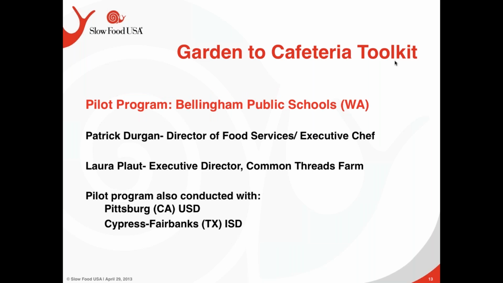So the toolkit was finished about a year ago from today. And then we launched the pilot program, and we selected 3 school districts: Bellingham Public School District in Bellingham, Washington, Pittsburgh Unified School District in Pittsburgh, California, and Cypress Fairbanks Independent School District in Houston, Texas. Today, I want to talk about the Bellingham pilot program because they were the first of the 3 to actually complete their process and now have a garden cafeteria program up and running.